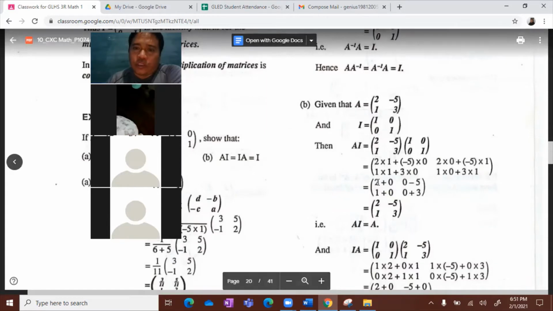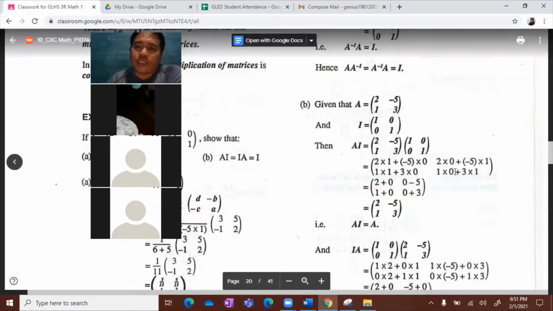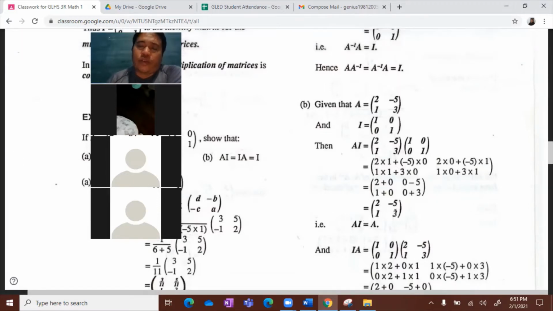So 1 times 2 is 2 plus the 0. 2 times 0, we know that's 0. And negative 5 times 1 is negative 5. 1 times 1 is 1. 3 times 0 is 0. 1 times 0 is 0. Plus 3 times 1 is 3. So you'll end up with 2, negative 5, 1, 3, which is the exact thing that we began with.